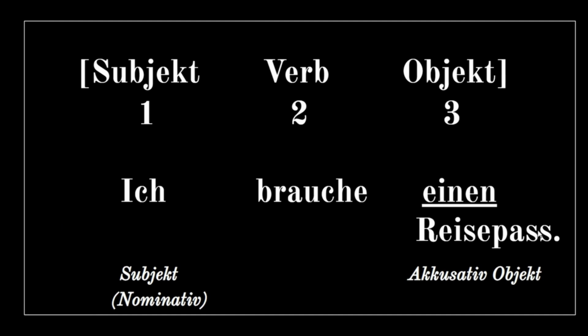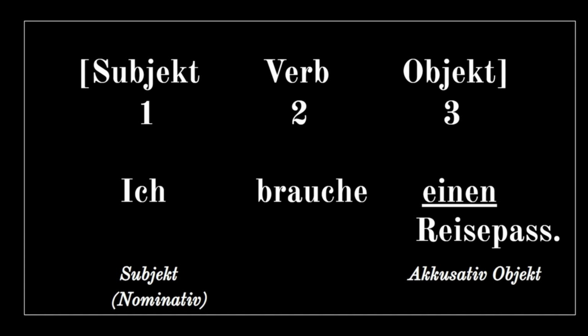Another example. Ich brauche einen Reisepass. Again, how did I put einen here? I just questioned the verb what. Brauche means need. Ich brauche was? I need what? The answer is Reisepass, the passport. So that means Reisepass is accusative object. So now I know that it is accusative case, and then Reisepass is masculine, and then I need to put an indefinite article, that is einen.